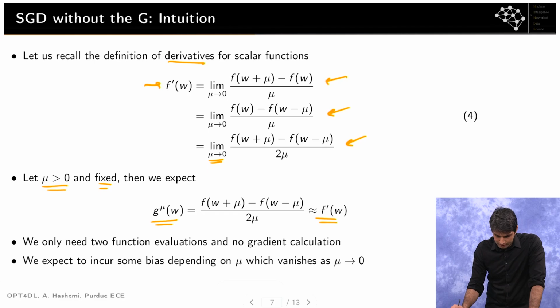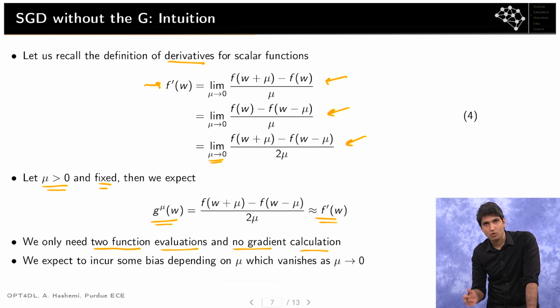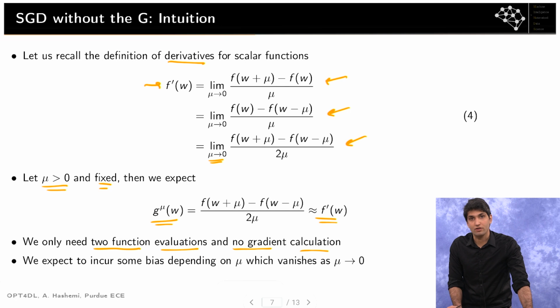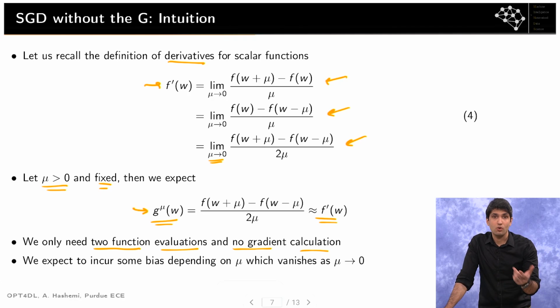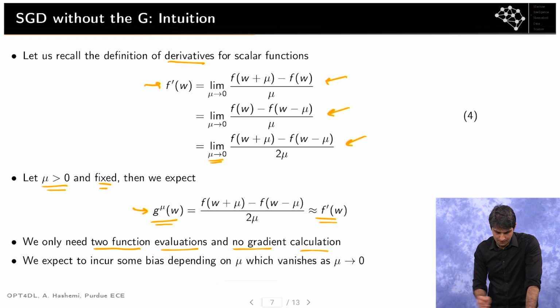Now let's look at this. All we need is two function evaluations. We don't need any gradient, or in this case, derivative calculation. And this is basically what we wanted, right? So if I were to minimize, let's say, this function f, instead of using the derivative of f and performing gradient descent, I could have used this approximation, which doesn't require the gradient, only two function evaluations, to perform my gradient descent, basically.